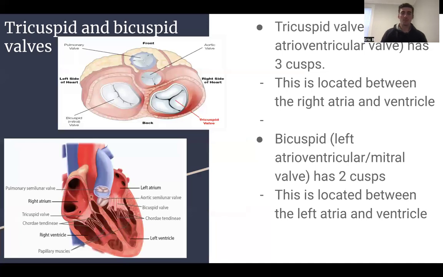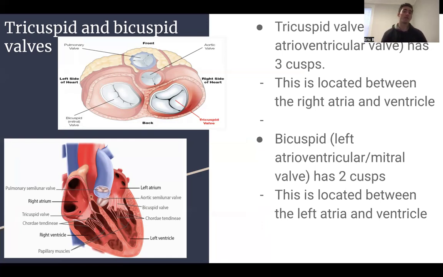Now we have the tricuspid and bicuspid valves. As you see at the top here, this is a transverse view from superior to inferior. And this one gives us an open view from the front so we can see it in a better way. It's a more coronal, frontal view, so it divides the body into front and back, right?